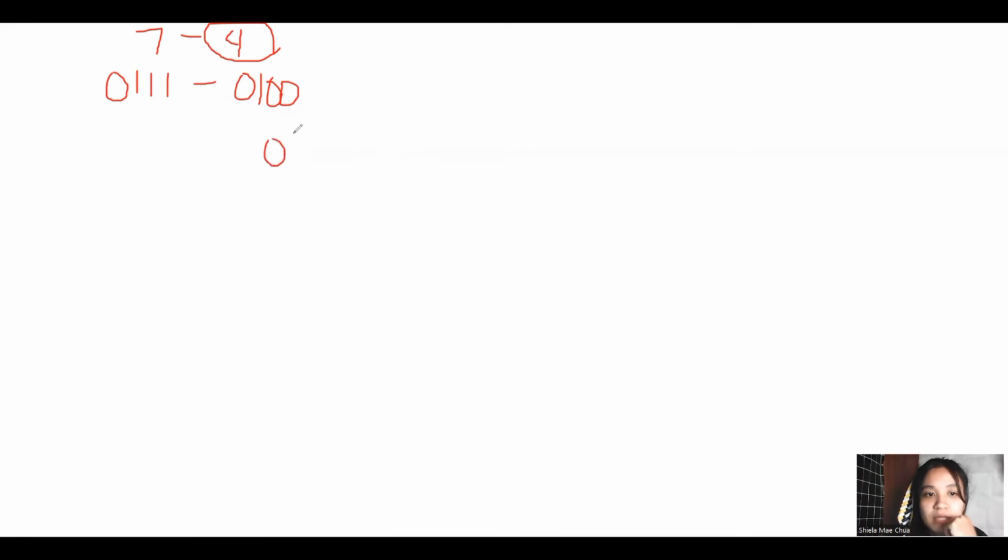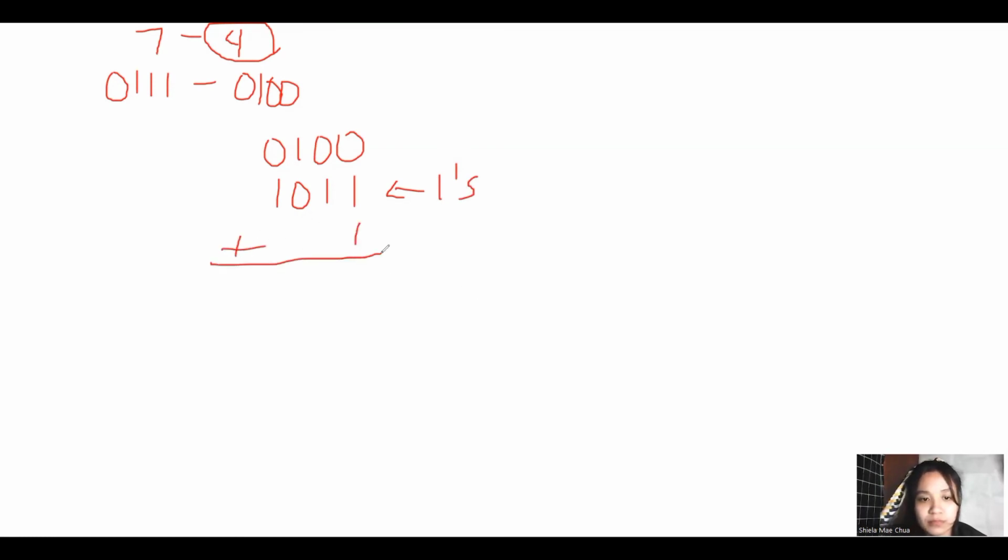So if this is 0, 1, 0, 0, to get the 2's complement of this, we will get the first complement first. So change every 0 to 1 and every 1 to 0. So it will become 1, 0, 1, 1. This is our first complement. But to get the 2's complement, we need to add 1. It will become 1 plus 1 is 1, 0. 1 plus 1 is 1, 0. 1 plus 0 is 1, and it will become 1 also. So this corresponds to negative 4.